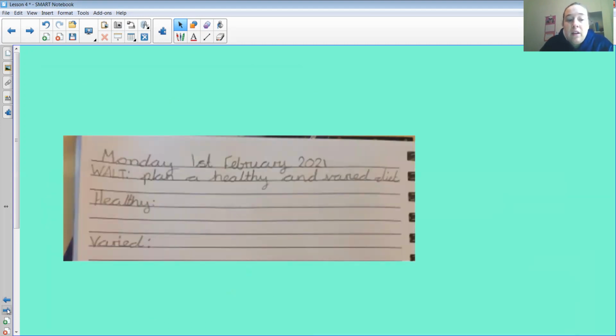Okay. Now, healthy means that we are getting the nutrition that we need from our food. It's what is good for our bodies. And varied is another way of saying different. So we need to make sure that we're eating different foods within our healthy food groups. And we're going to be covering that today.